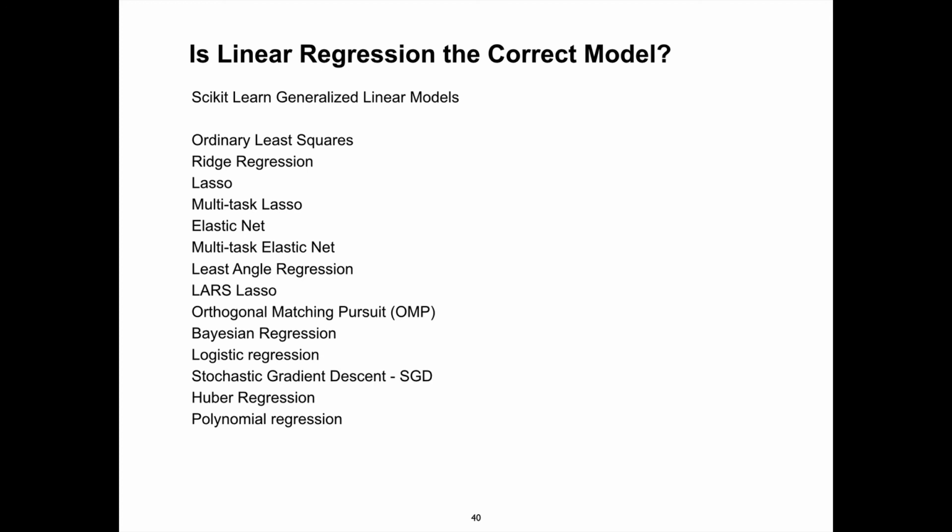So scikit-learn has, well, here's a list of all the generalized linear models we can use. Ordinary least squares is just one of them. And so again, the problem we're faced with is, they're all programmed for us, right? So I could literally pick any one of these things, and it's almost the same line of code, right?